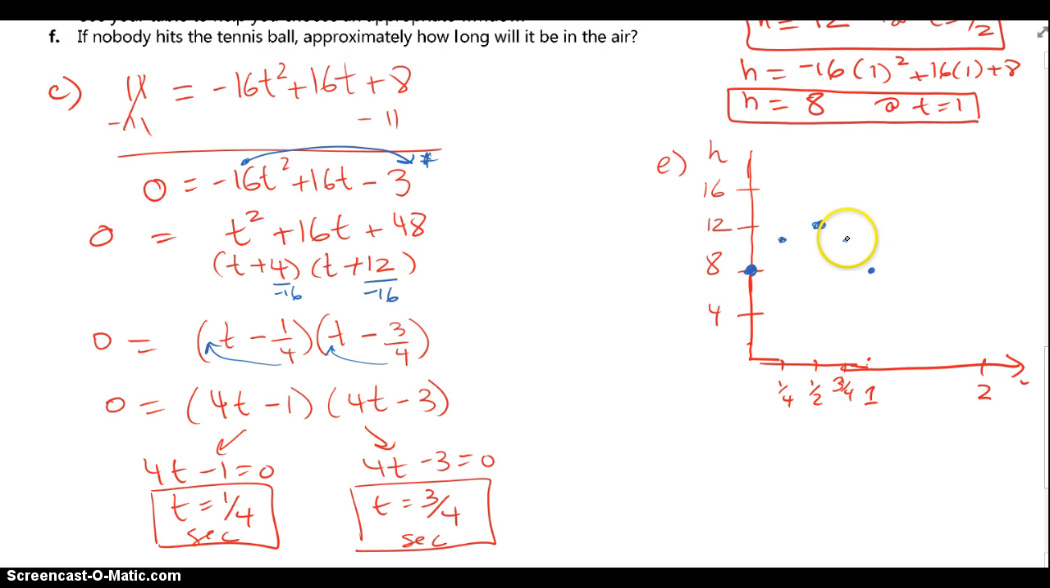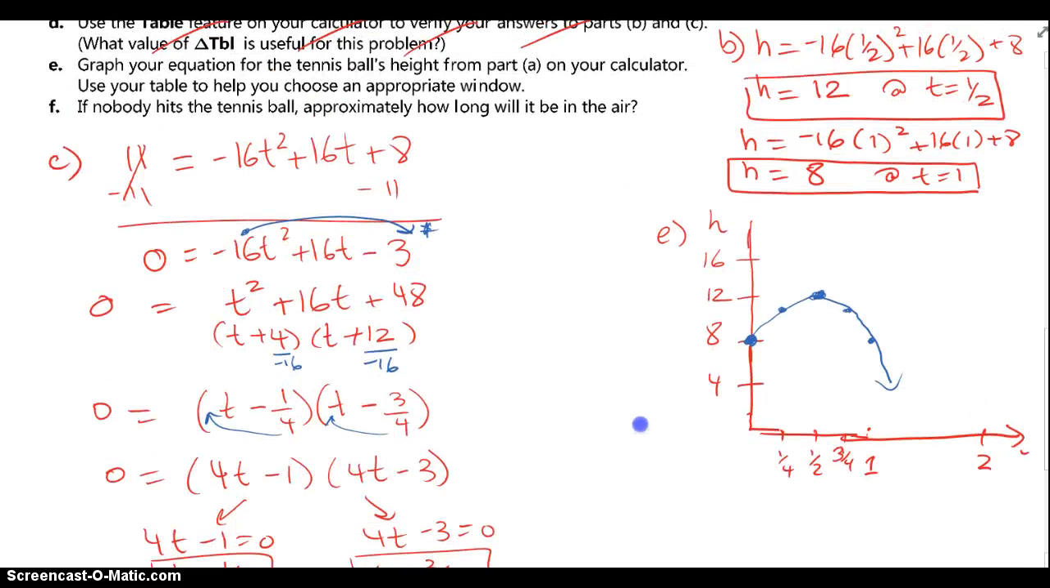And at 11 feet on its way down. So right smack in the middle, in between these guys, is always going to be the vertex. So we know, rough sketch, the parabola looks like that on its way down. So that's part E, just doing the graphing by hand.